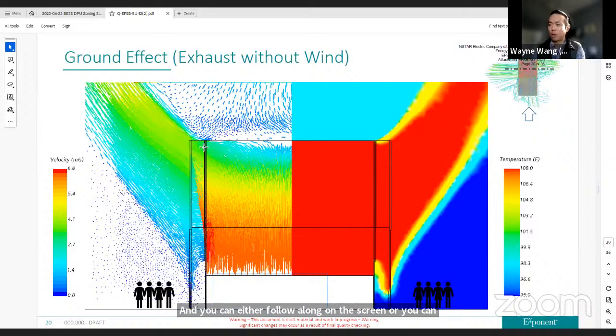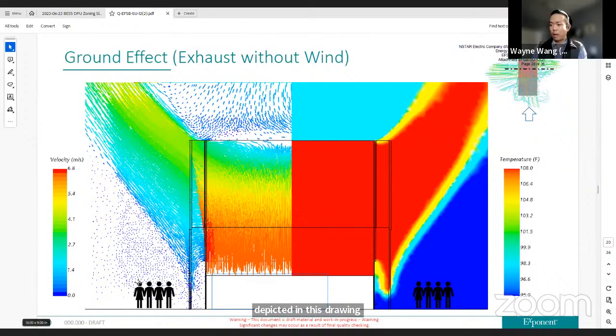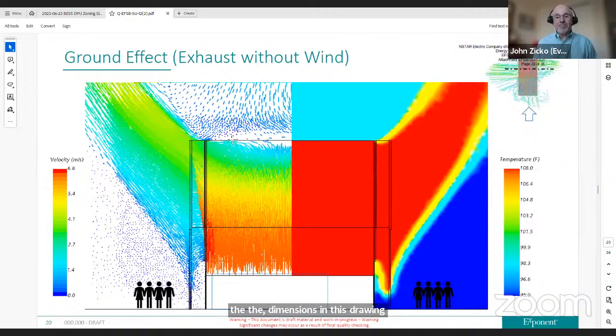Basically, I just want a confirmation of a couple things depicted in this drawing. Are you ready to answer? Yes. This is really helpful with the humans in the drawing. I was just wondering, there's no scale here. So how am I understanding the dimensions in this drawing? I do not recall what the height of the people depicted are, so unfortunately I can't answer your question. And you're correct that there is no scale on this per se.